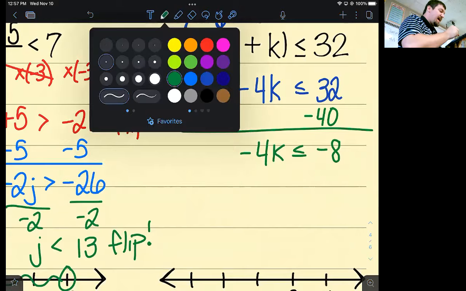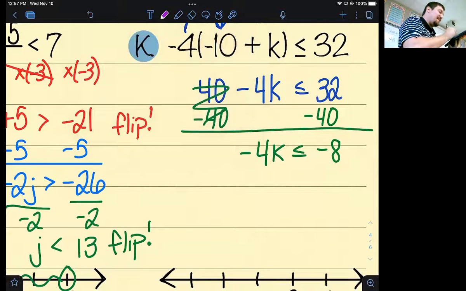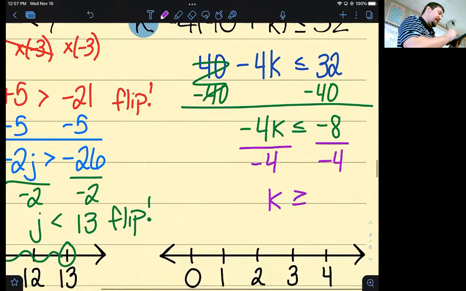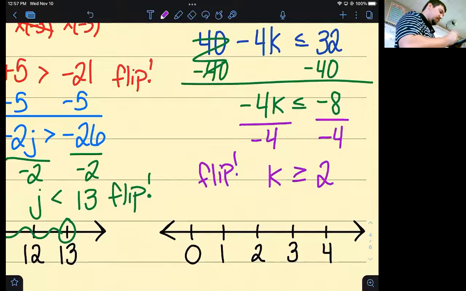Izzy, we're ready to divide by what on both sides? Are you sure it's -4? Izzy, what happens to the sign when I divide by -4? I flip the sign. Yes. And Izzy, what's -8 divided by -4? How about 2 negatives make a +2 when I'm dividing? Open or closed circle? Closed. Is K bigger or smaller?